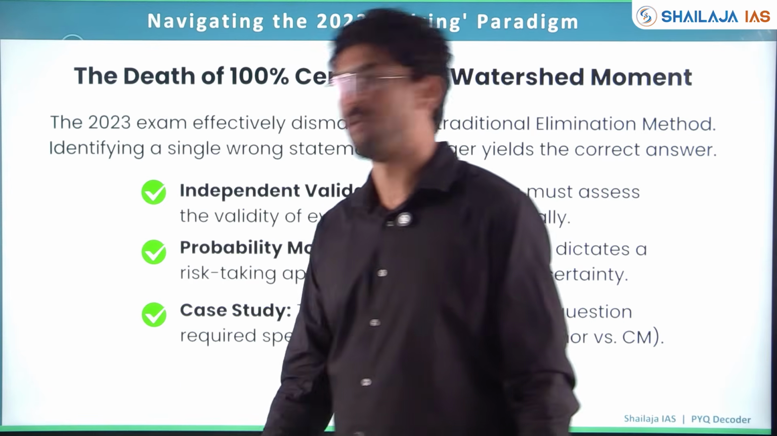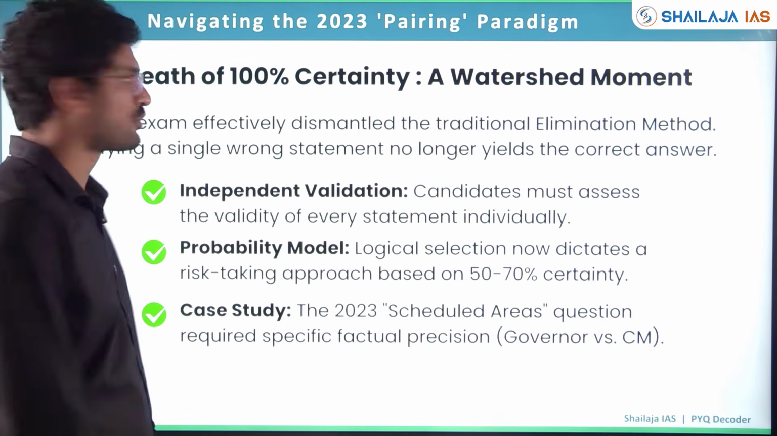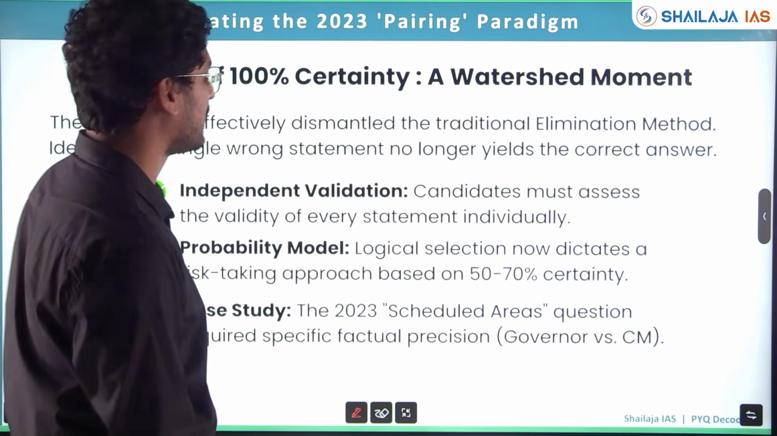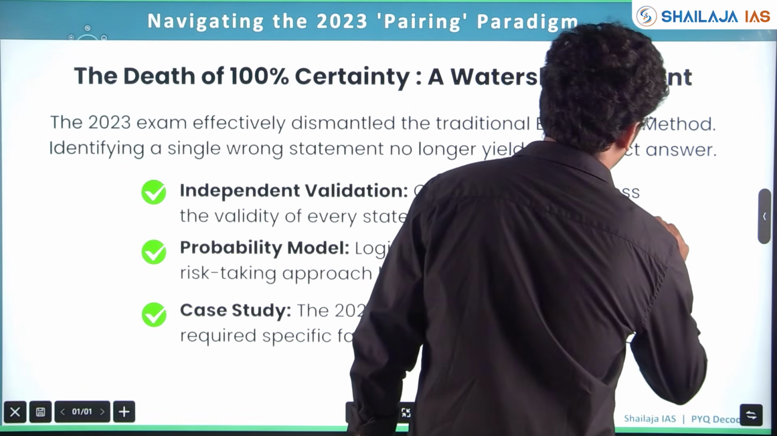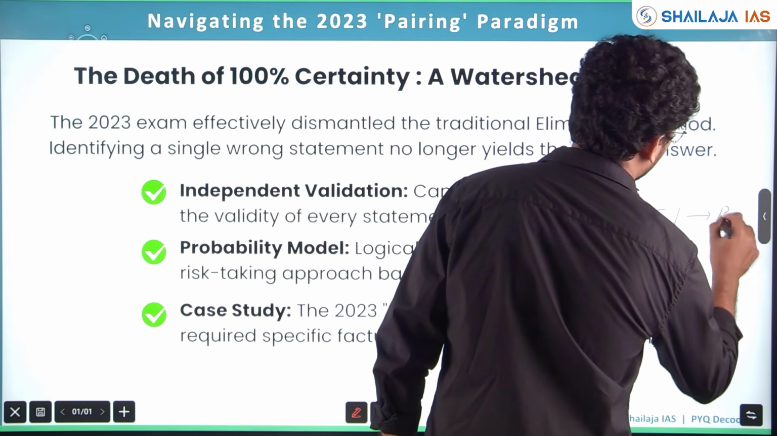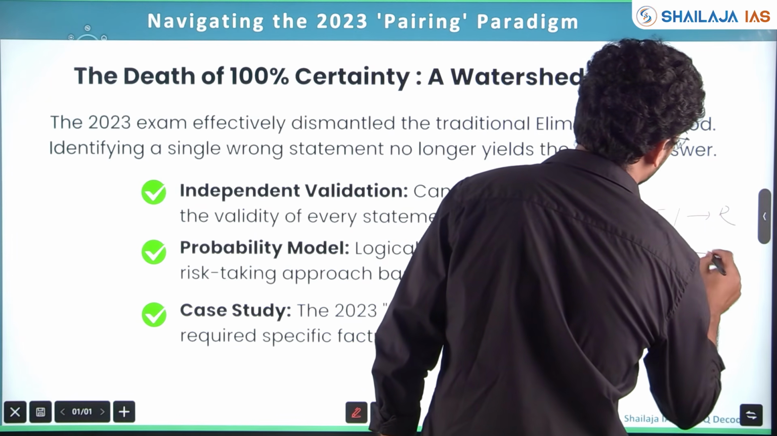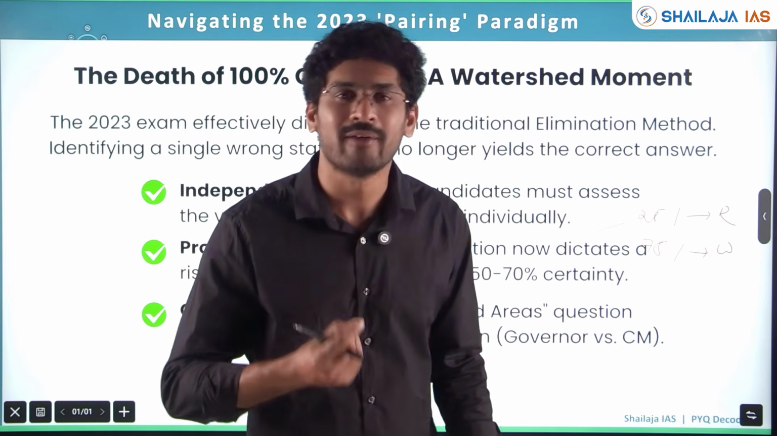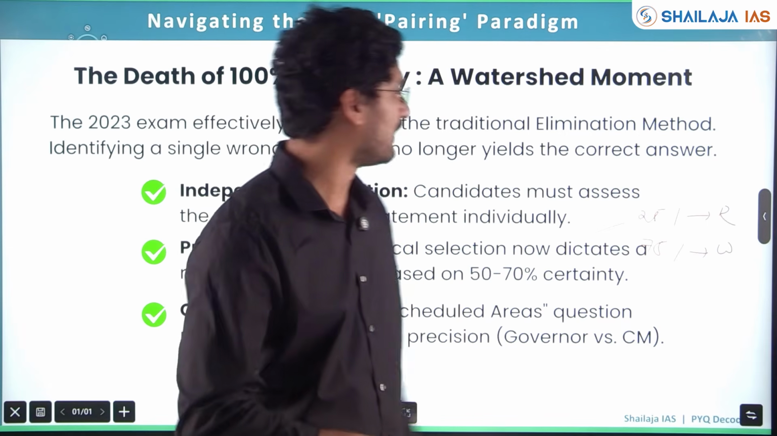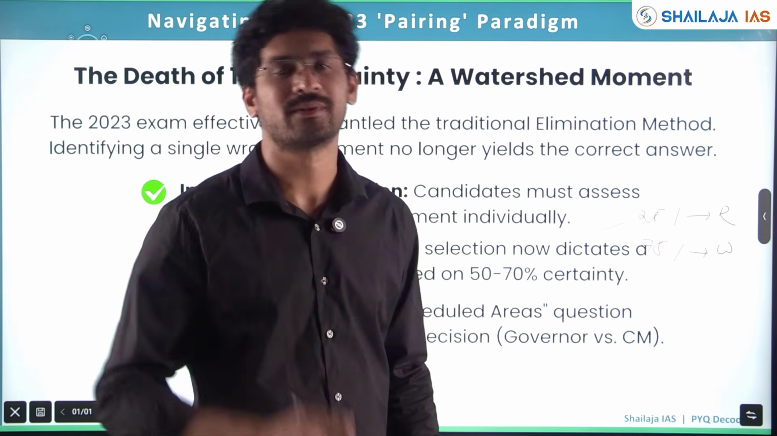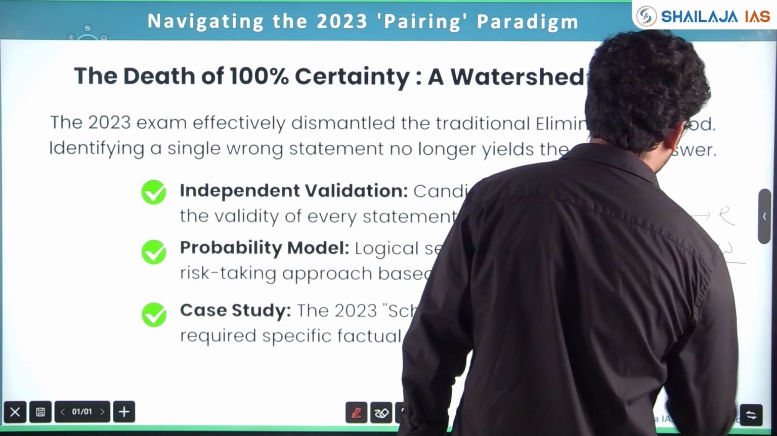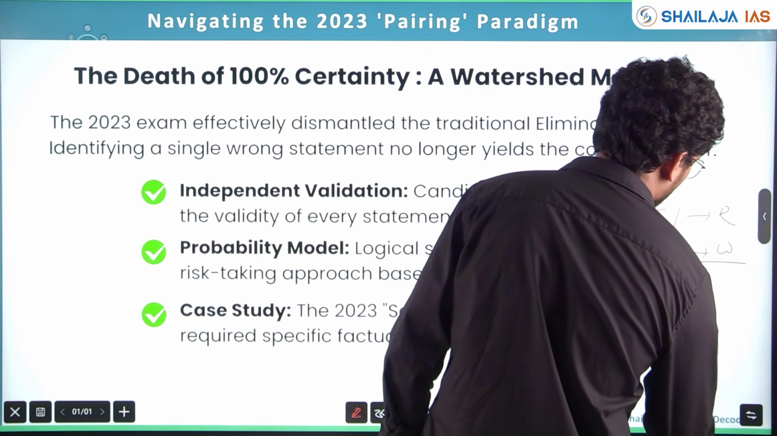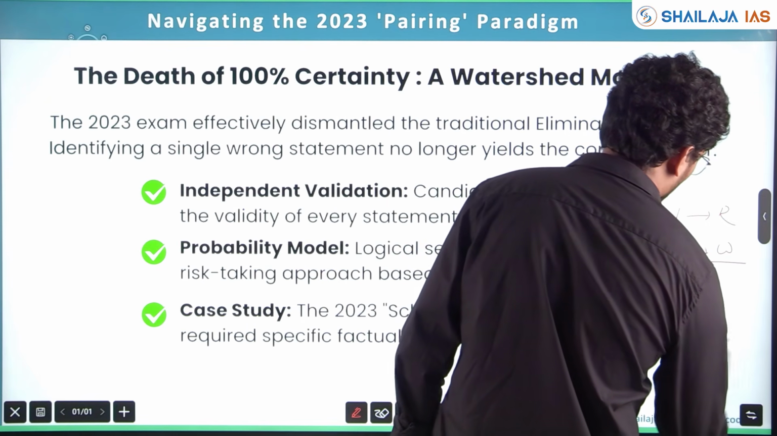Next, the probability model. When you take the question, mathematically you have a 25% chance of being right and a 75% chance of going wrong, right? 1 out of 4, so you have a 25% chance of being right. If you eliminate one option, then your chance becomes what? 33% right, 66% wrong.